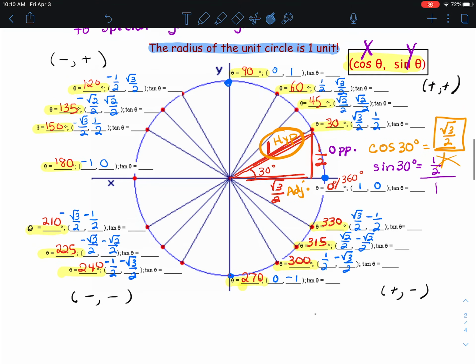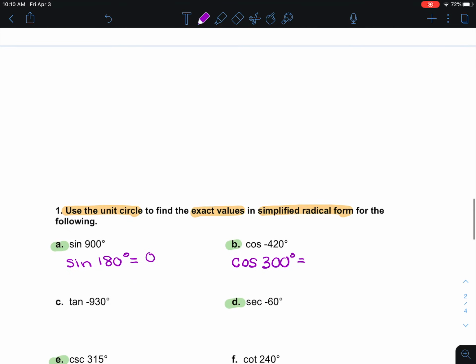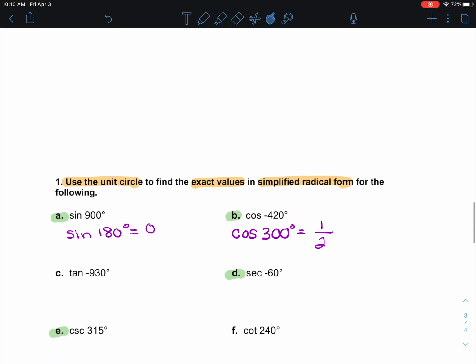So you go to your unit circle at 300 degrees. We're right here. Remember, cosine is the x-coordinate. So at 300 degrees, you grab the x-coordinate, which is 1/2, and that is what you write down as your answer for cosine of negative 420. It's the same thing as cosine of 300.